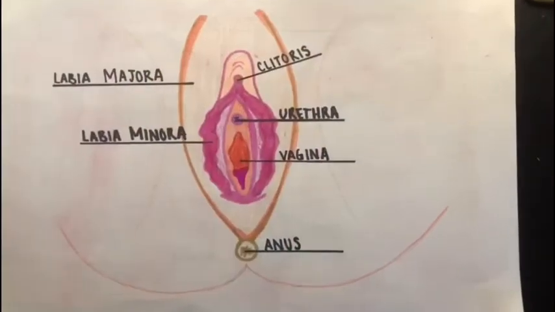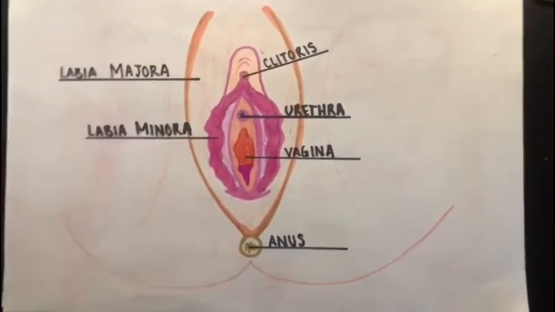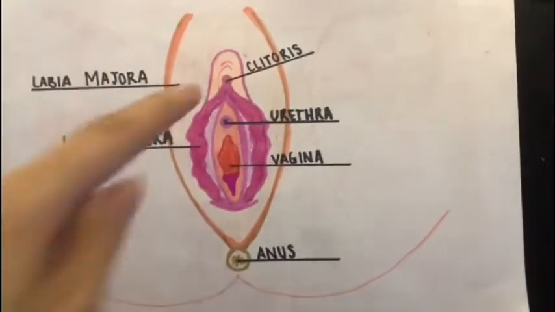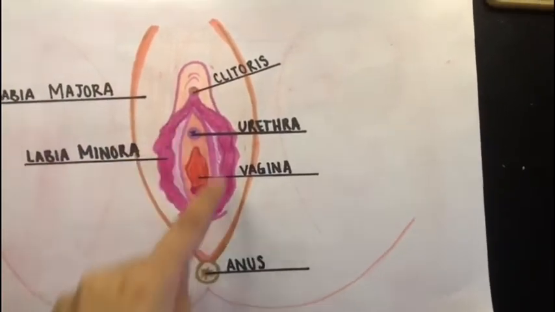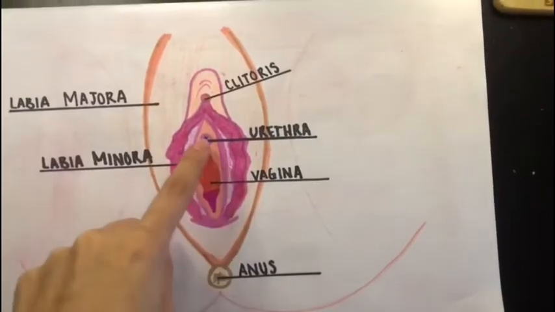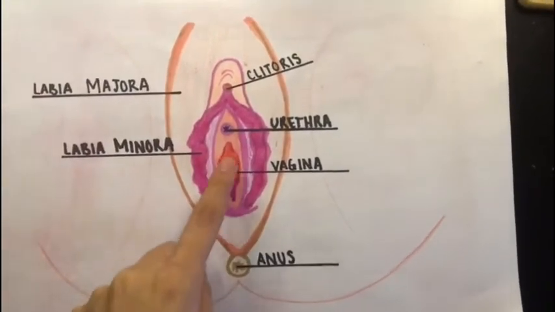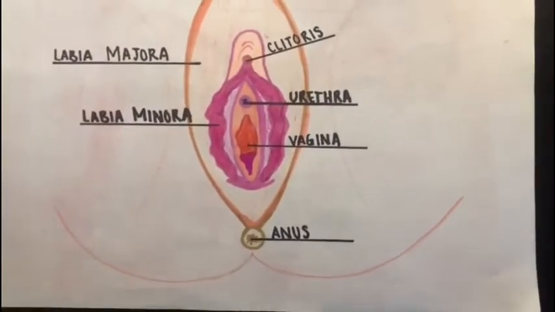This is the external female reproductive system, or the vulva. Its main parts are the clitoris, the labia majora, labia minora, the opening of the urethra, the opening of the vagina, and, as an extra, the anus.